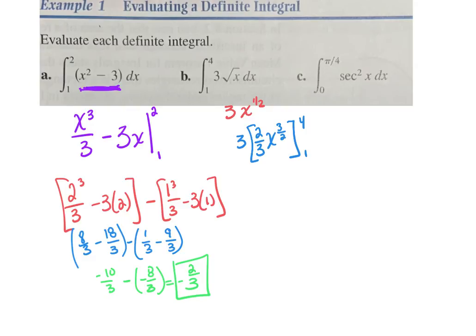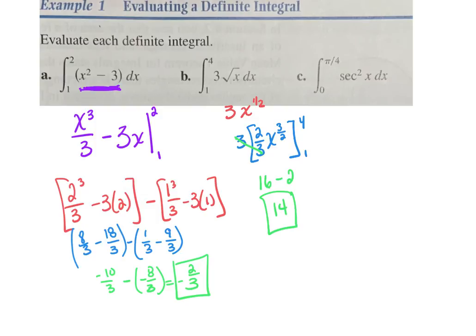If you can see that it cancels, you can do that right there, because this is going to cancel all the way across. So I can plug in my 4. The square root of 4 is 2. 2 cubed is 8. 2 times 8 is 16. And then 1 cubed times 2 is 2.